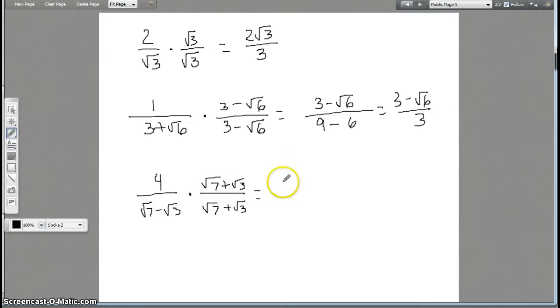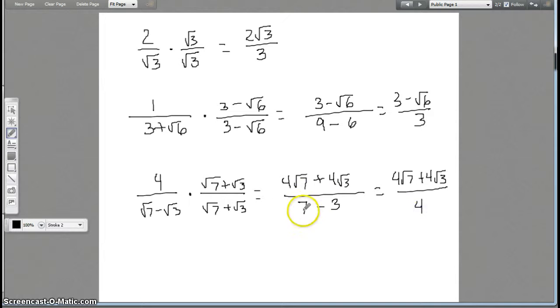So 4 times root 7 is 4 root 7. 4 times root 3 is 4 root 3. And then we have our first term squared. Square root 7 squared is 7. And then we're going to subtract our second term squared. Square root 3 squared is 3. So we have 4 root 7 plus 4 root 3 divided by 4, because 7 minus 3 is 4.